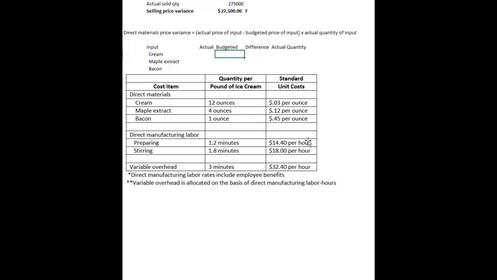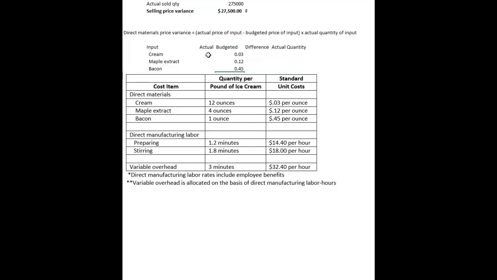So this was taken right from the problem. This actually shows us our budgeted costs of the input items, and it has the labor here too, but we're going to ignore that for now. We're just going to look at the inputs, the cream, the maple extract, and the bacon. So no, we're not going to look at actual yet. I'm going to put the budgeted amount in here. We expected to spend 3 cents per ounce of cream, so I'll put that in here. We expected to spend 12 cents per ounce of maple extract and 45 cents per ounce of bacon.